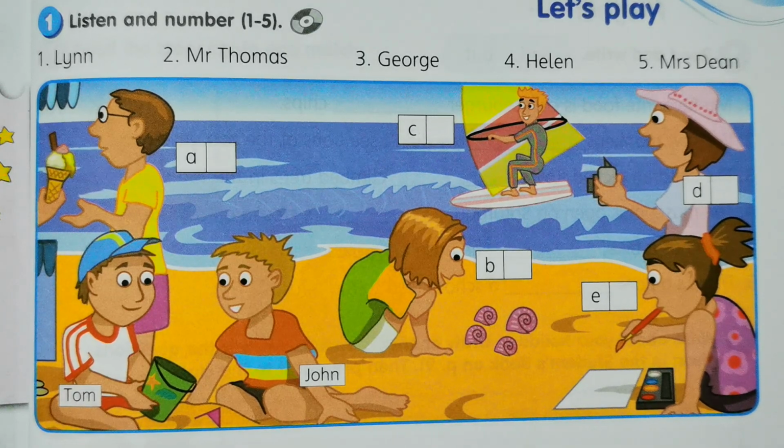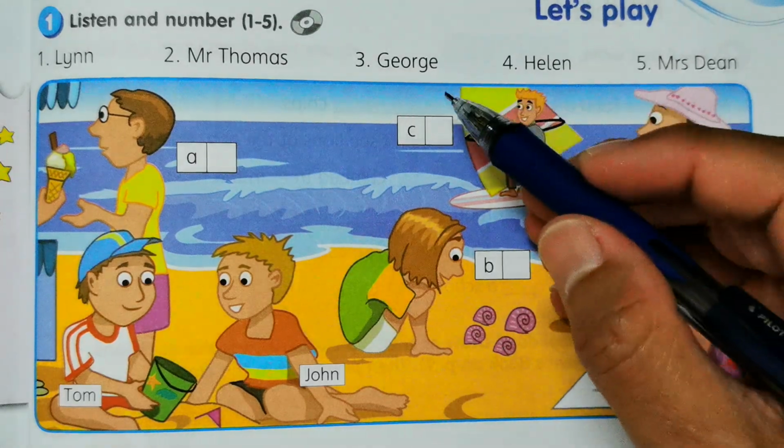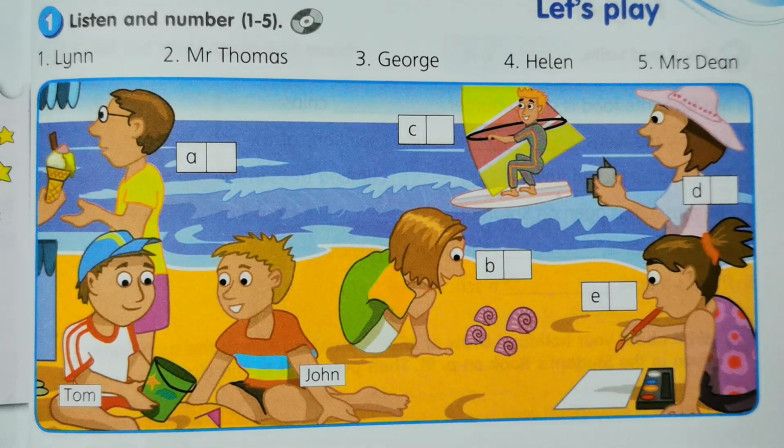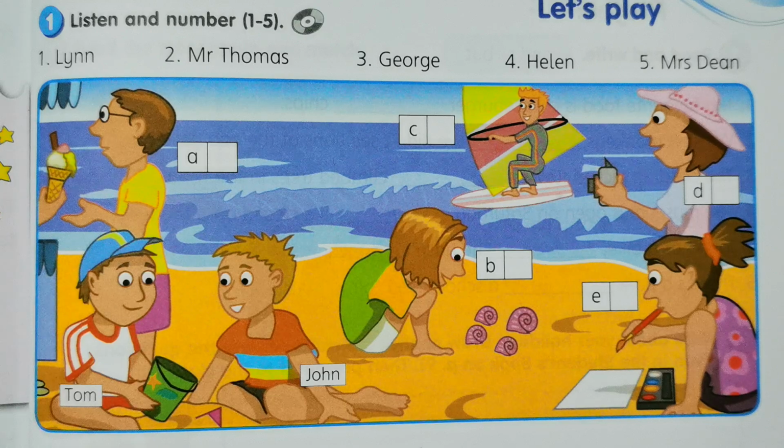Okay, pupils, we are on this Year 3 Get Smart Plus workbook on page 71. We are on module 9, so this is Let's Play. Activity 1, listen and number 1 to 5. So we have Lynn, Mr. Thomas, George, Helen, and Mrs. Dean. So we have Tom and John also at the beach. So now, in just a moment, I will play the audio about this picture.